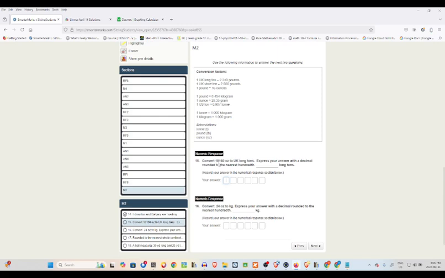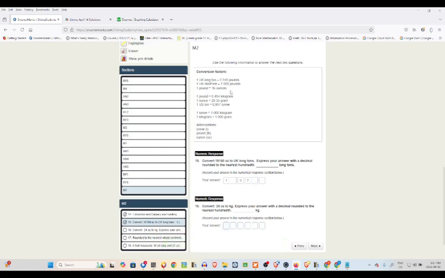So we want to convert 18,160 ounces into UK long tons. Okay, well, 1 long ton is 2,240 pounds. So 18,160 ounces. 1 pound is 16 ounces. We divide that number of ounces by 16. We have 1,135 pounds. 2240 divided by 1135. To the nearest hundredth, it's 1.97 UK long tons.